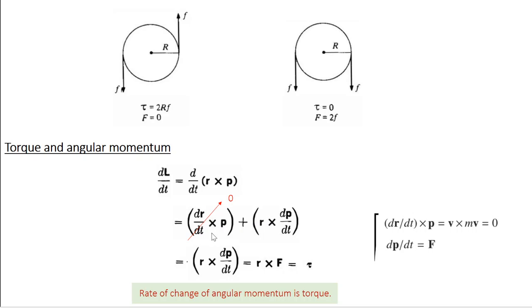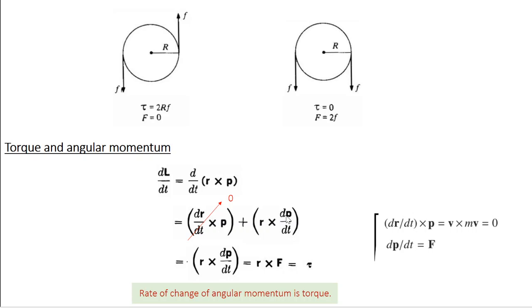And look at the first term, dr by dt, the rate of change of position, is nothing but velocity v. p is mv. So v cross mv, m is a constant, you can take it outside the cross product. So this is going to be m into v cross v. We know that the cross product of two similar vectors or two parallel vectors is going to be 0. So the first term becomes 0.